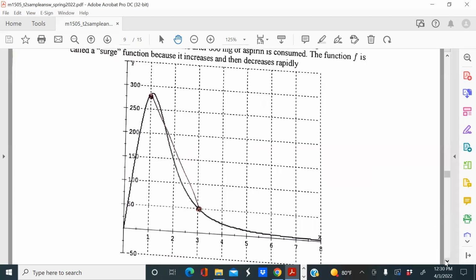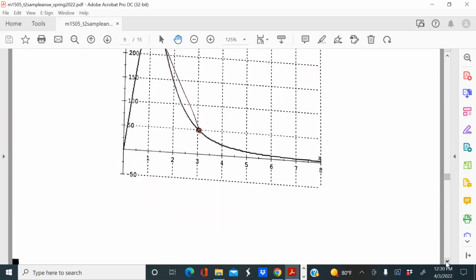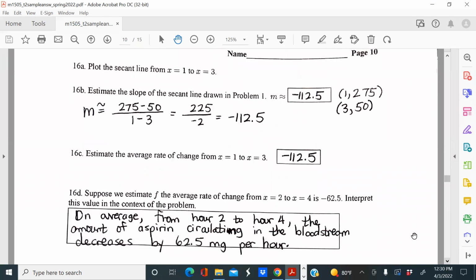And that's exactly what average rate of change is. It's just the slope of a secant line. It's just treating a curve as though it were a straight line. So in part B here, it says estimate the slope of the secant line drawn in problem 1.